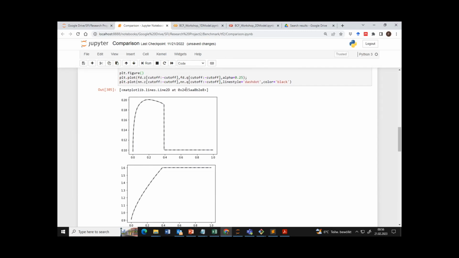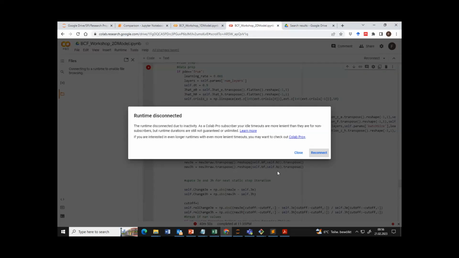So we have 4 more minutes. I'm going to quickly show you how to solve a 2-dimensional model. I'm just going to go through the syntax and, okay, so I'll also spend some time on data parallelization. This is also disconnected.